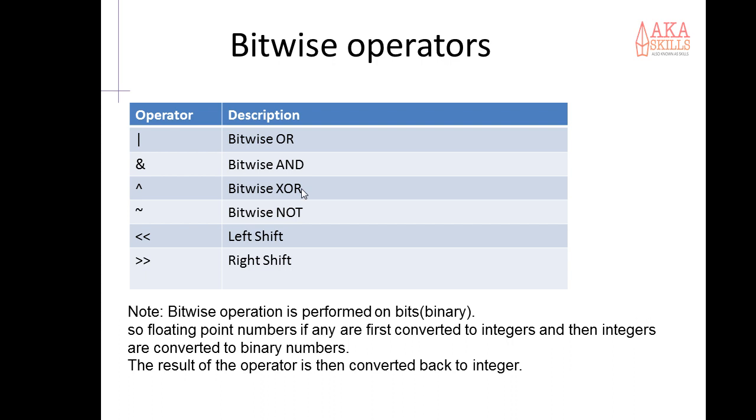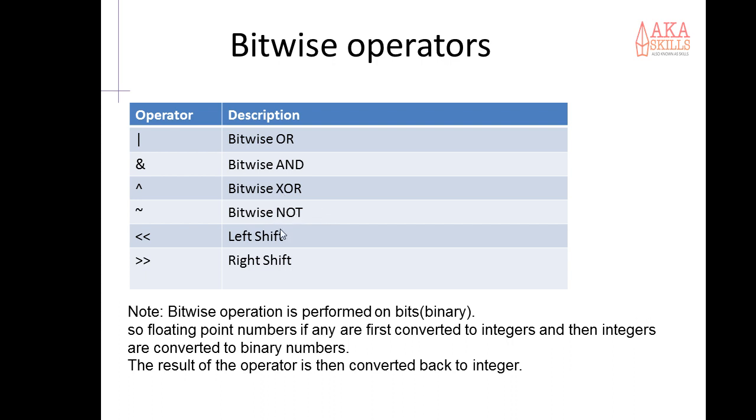So if I'm comparing 1 or 0, then the answer would be 1 because one of them is 1. In case of AND, it would be either 1 and 1 or 0 and 0, not 1 and 0. So if it's 1 and 0 or 0 and 1, it would evaluate to 0. In XOR, it would be either 0 XOR 1 or 1 XOR 0. It would evaluate to 1, but 1 XOR 1 and 0 XOR 0 would always evaluate to 0.